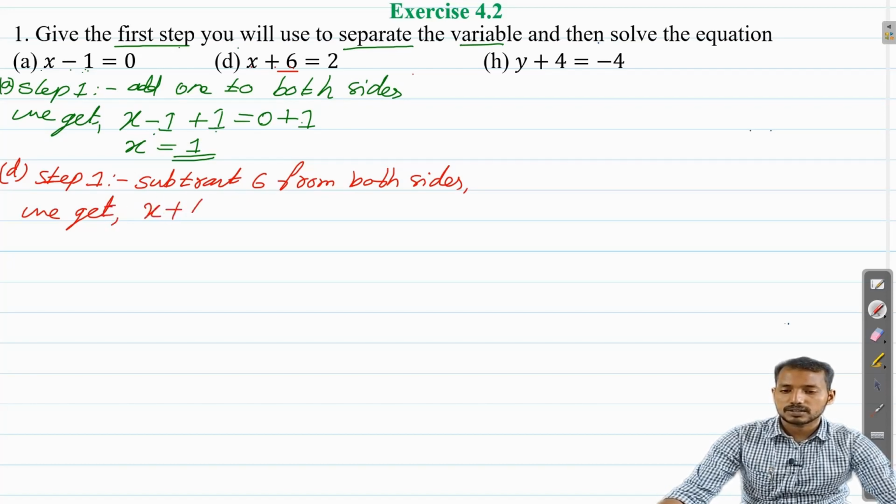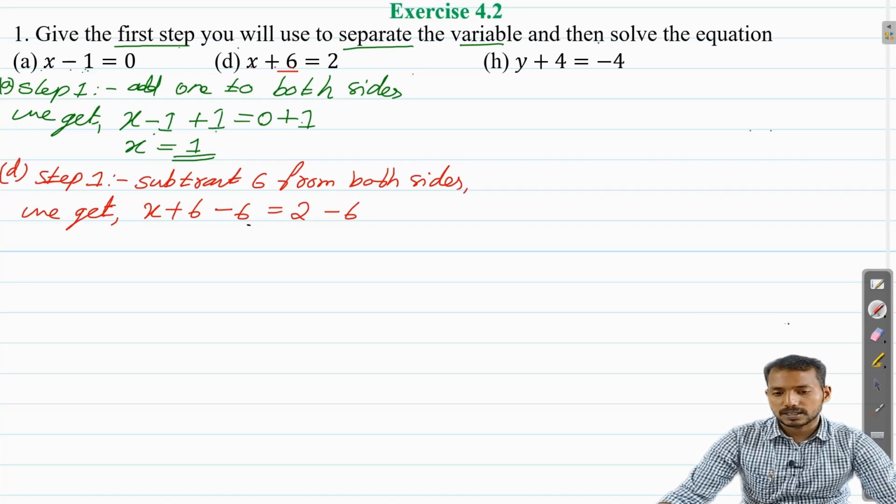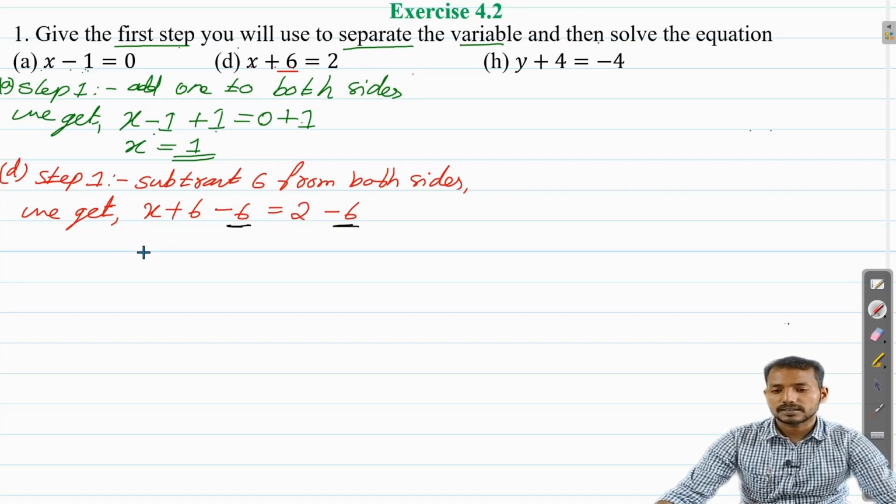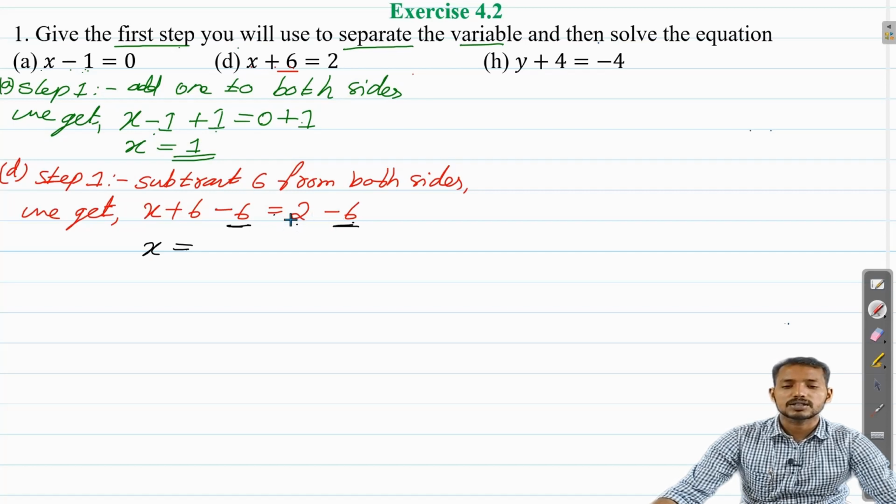x plus 6 minus 6, which is equal to 2 minus 6. Subtracted 6 from both sides. So we will get x plus 6 minus 6. That means 6 minus 6 is 0. That means that 6 term is eliminated. So x, which is equal to 2 minus 6. What is 2 minus 6? 2 minus 6 is equal to minus 4.